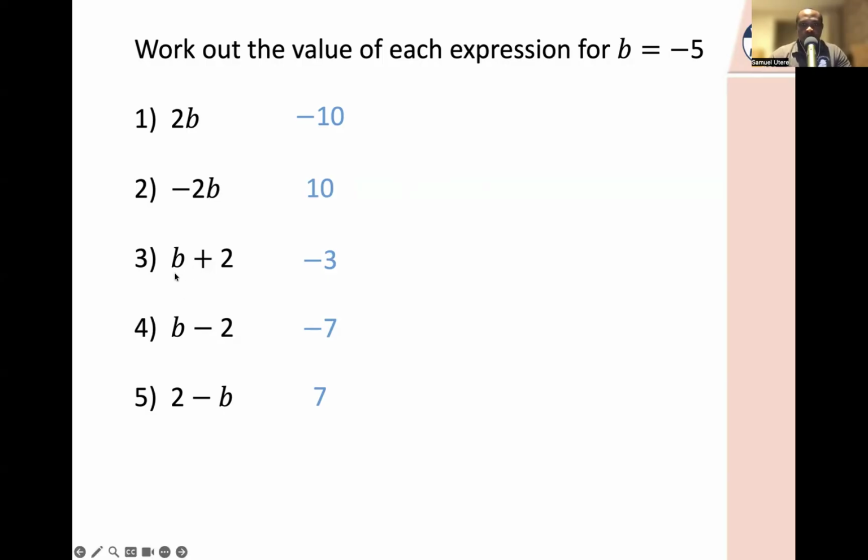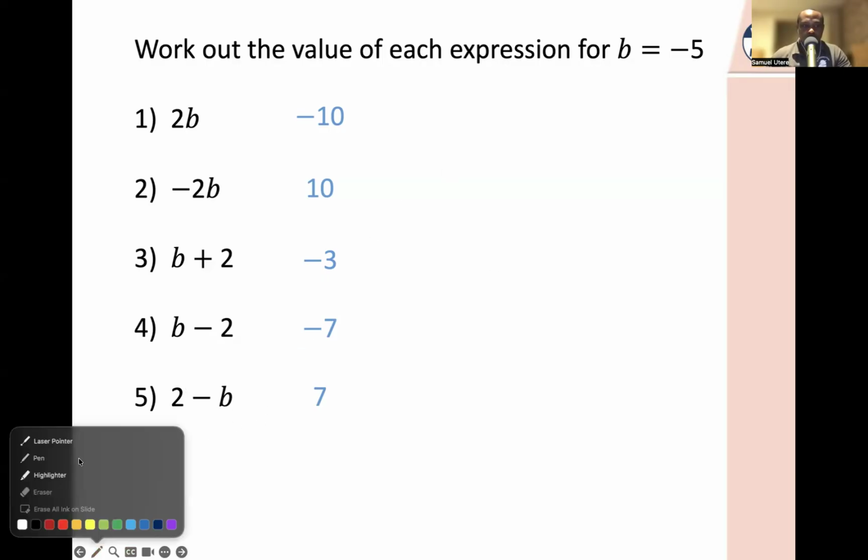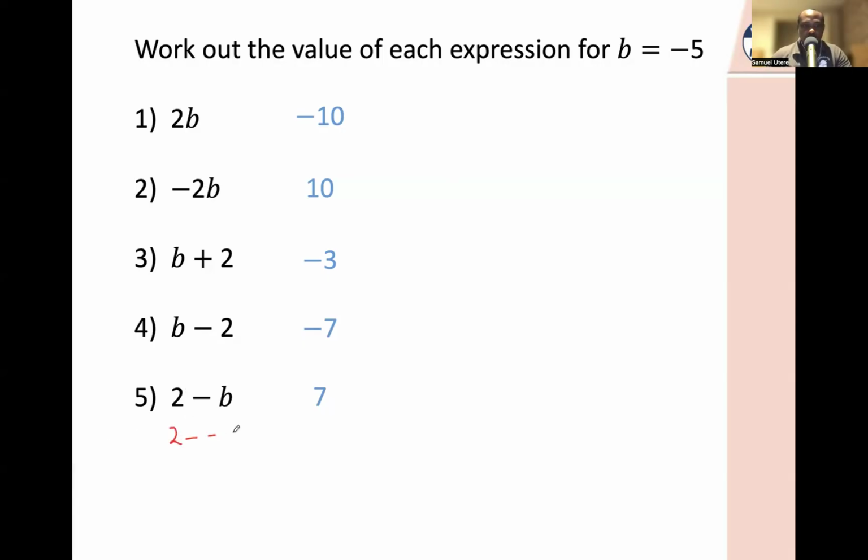Here we have negative 5 add 2, which should be negative 3. Here we have negative 5 subtract 2, which would be negative 7. And here we have 2 subtract negative 5. That should be positive 7. Now, just in case you're not sure of how this works, let me write something real quick. So if we express this, this becomes that. Now, these two would become positive. They're sitting next to each other. So we essentially have 2 add 5, which is 7.